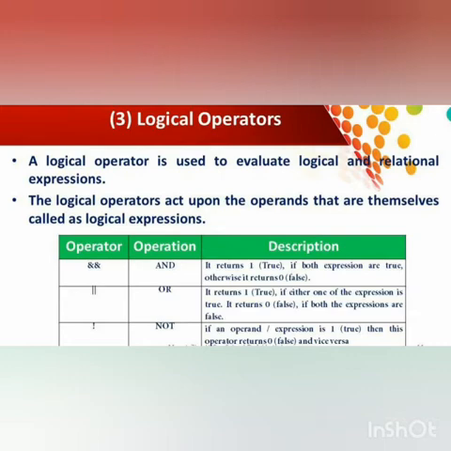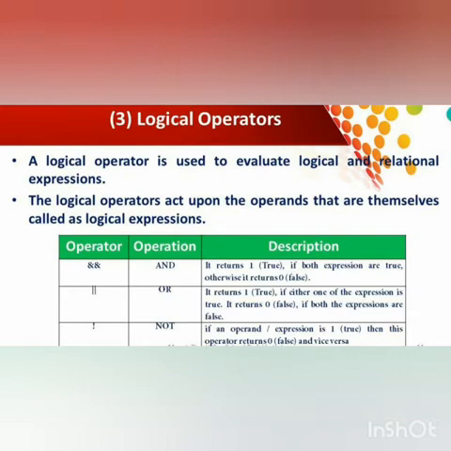The logical operator acts upon operands that are themselves called logical expressions. Here, the logical operator works on more than one relational expression. So, why are we using relational expressions? To compare the values. So, if I need to check more than one condition, then I have to use a logical operator. What is the use of logical operator? It is used to combine two relational expressions.